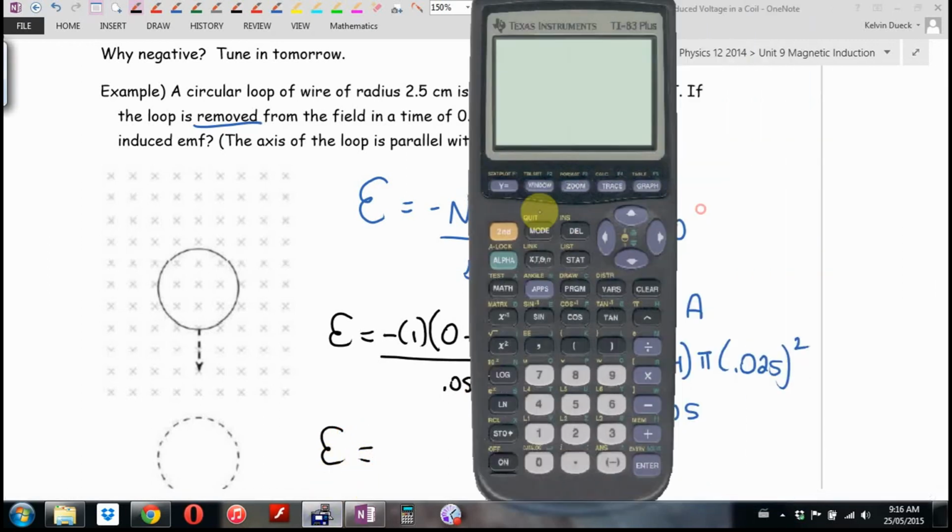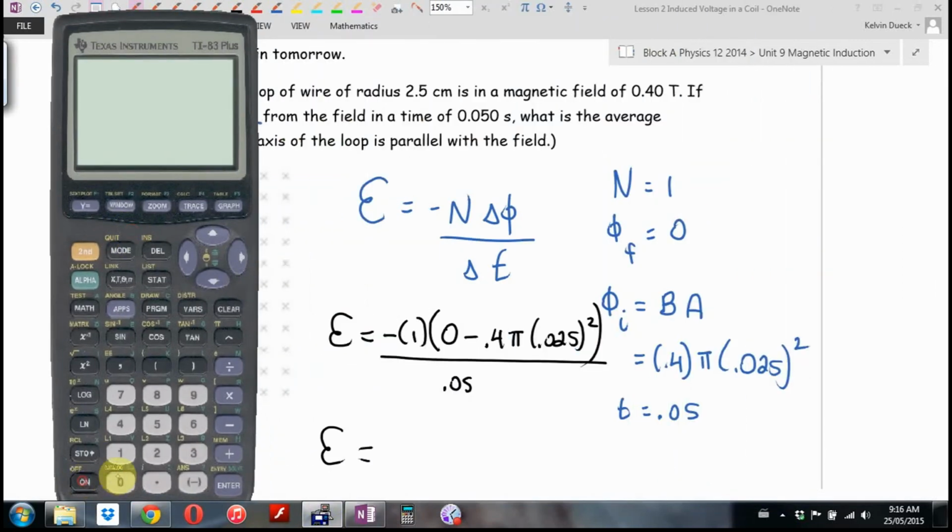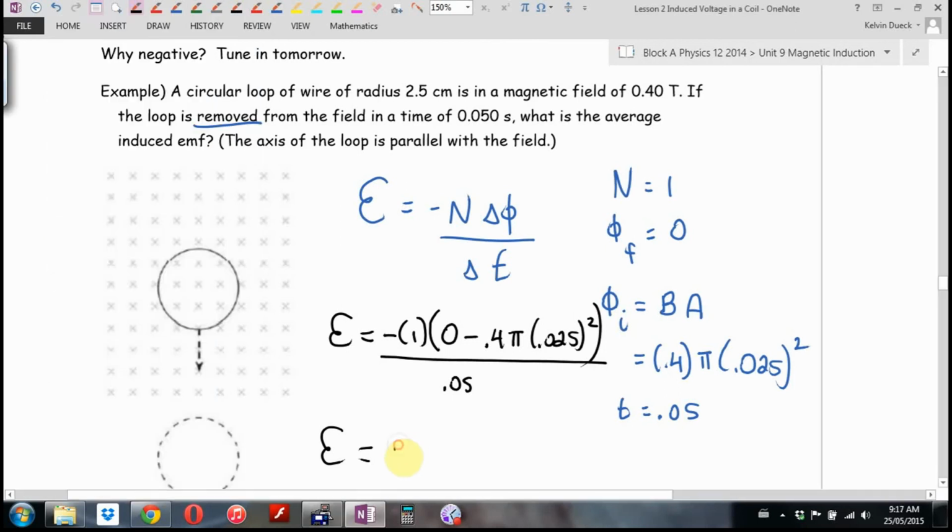How many volts are we going to get here? Well, let's see. Negative 1 times, I know I didn't need to write the 1, 0 minus 0.4 pi times 0.025 squared. Close off that. Divided by 0.05. You get 0.0157 volts. Not very big. Well, it's only one loop. 0.0157 volts.